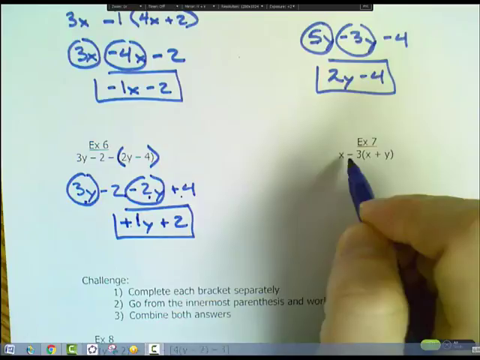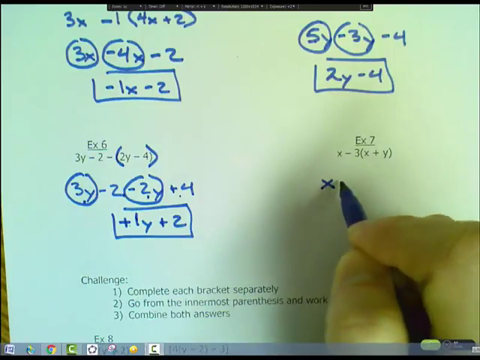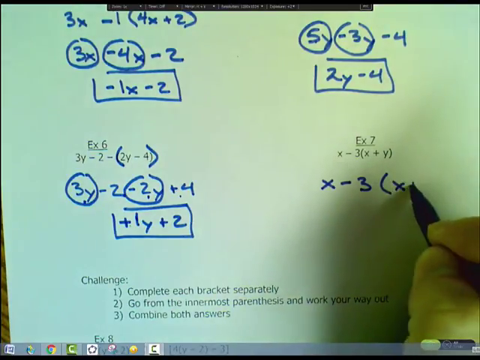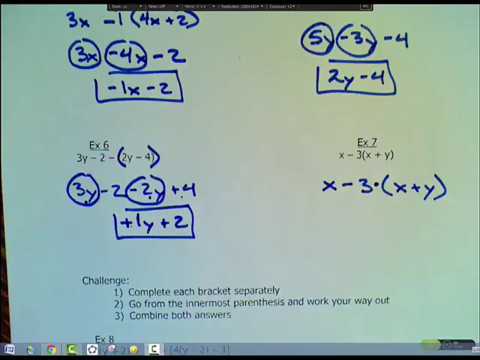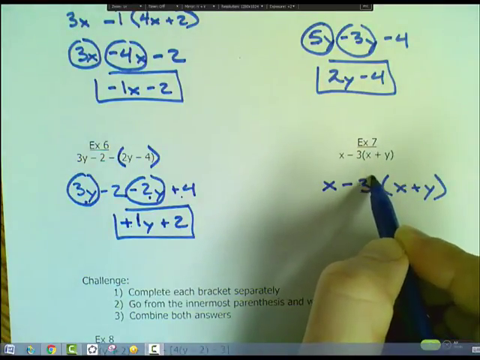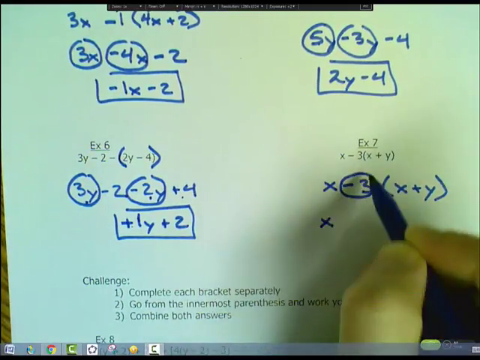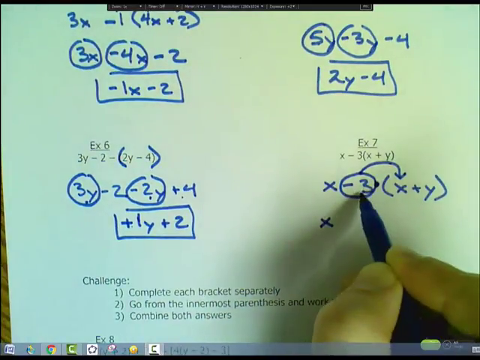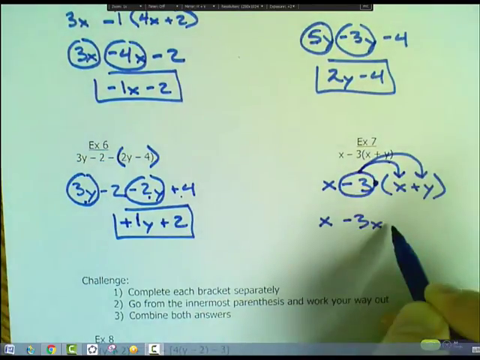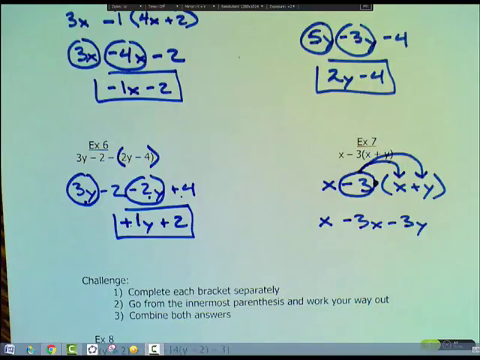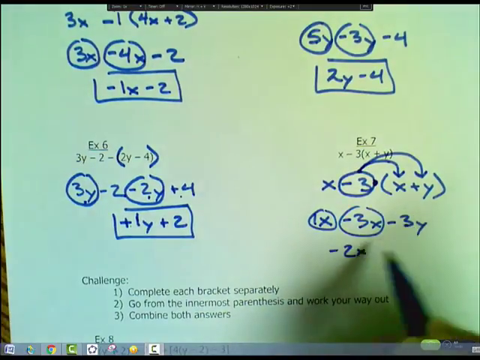Okay, last example here. Again, pause it, try it, and then unpause it. So here what do we have? We have x minus 3, and then parentheses x plus y. Remember, if there's no sign between the number and parentheses, you assume it's multiplication. When you distribute here, and this is the tricky part, the sign always stays with the number. So I have my x out in front, and now I'm distributing a negative 3. Negative 3 times x is negative 3x. Negative 3 times y is negative 3y. Combine your like terms. 1x minus 3x is negative 2x, and then I have negative 3y.